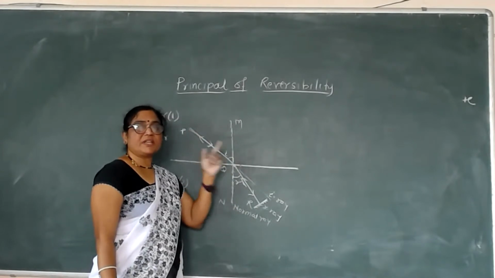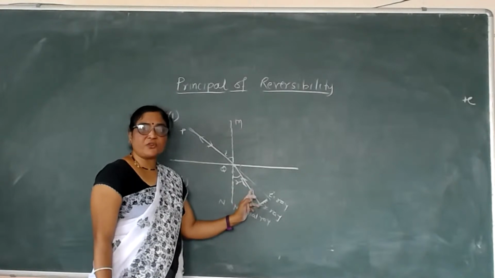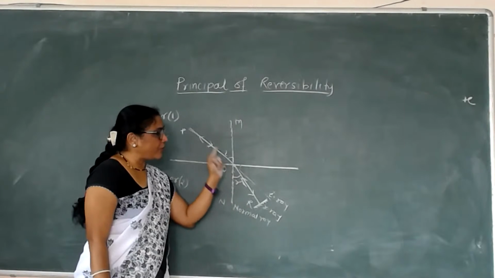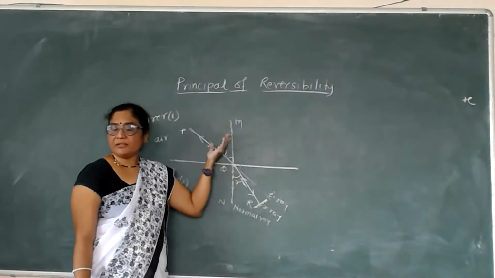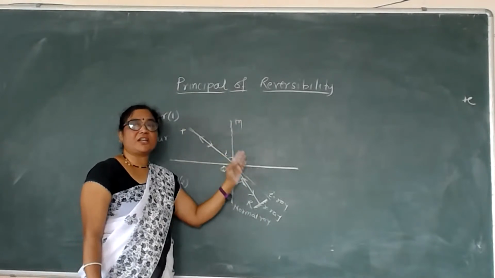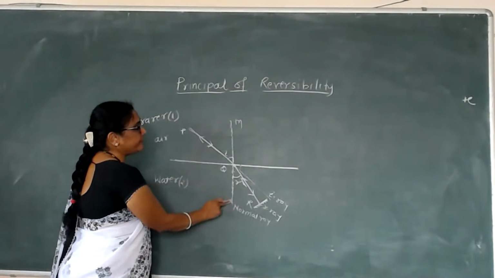This process is known as the principle of irreversibility. It means that on whichever path the ray of light propagates, on the same path the ray of light comes back in the same medium. That process is known as the principle of irreversibility.